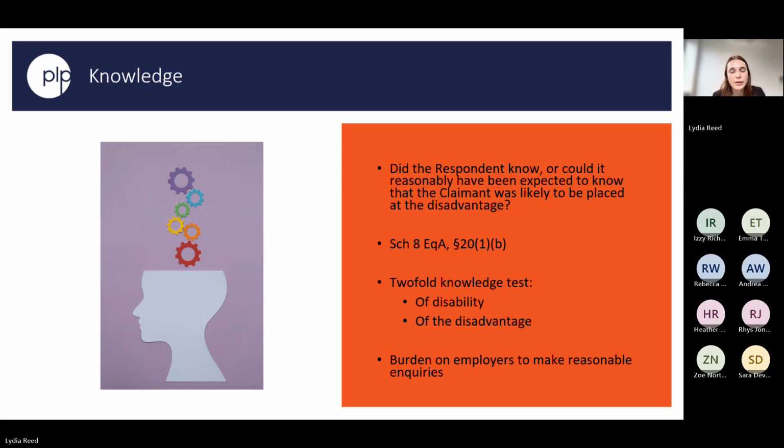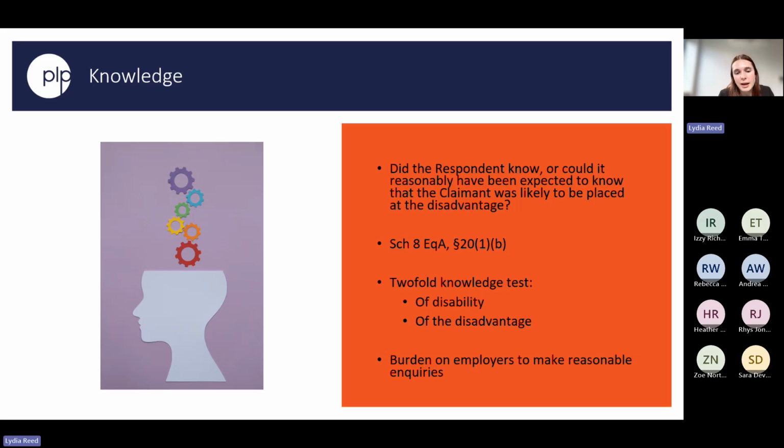It's not reasonable, or it's unlikely to be reasonable, if an employer knew about a disability and then just buried their head in the sand. The reason that the burden's on the employer to make those reasonable inquiries is to essentially allow them to step up and investigate whether there's likely to be any problems for those disabled employees.